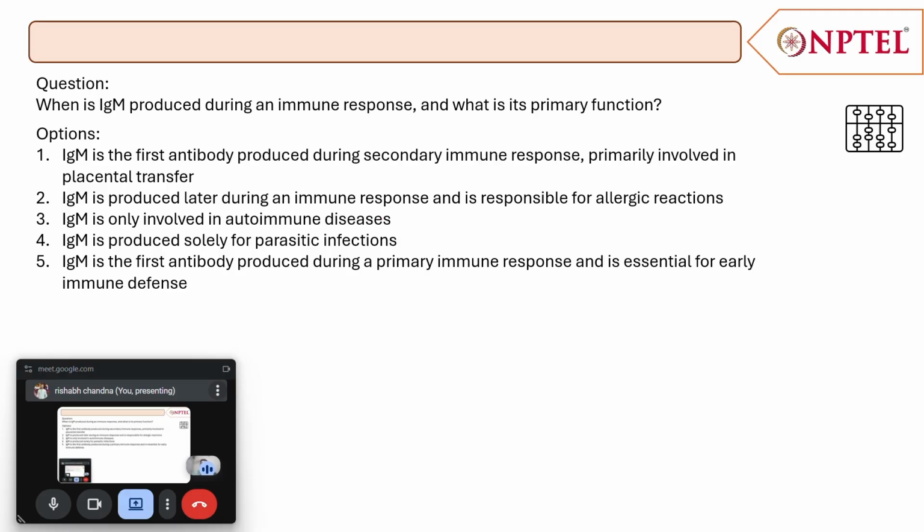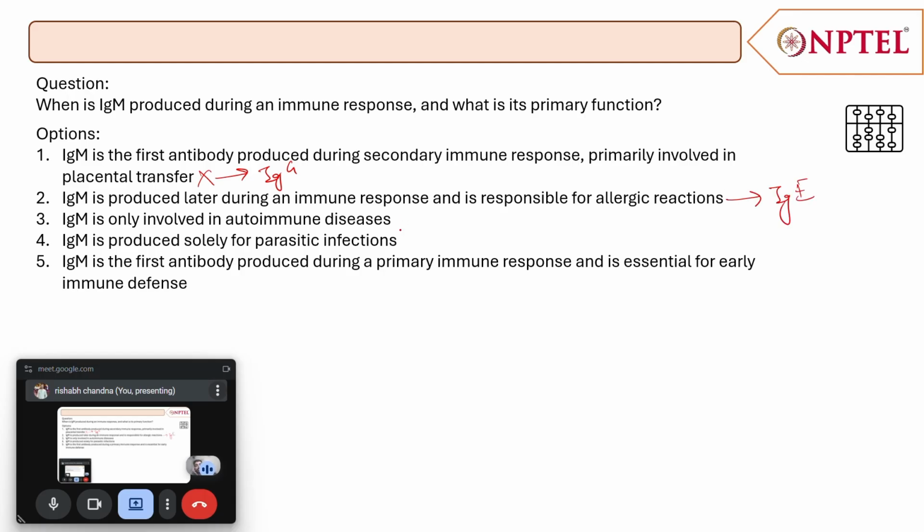When is IgM produced during an immune response and what is its primary function? So the options are: IgM is the first antibody produced during secondary immune response, primarily involved in placental transfer. No, this is the function of the IgG. IgM is produced later during an immune response and is responsible for allergic reaction. No, this is for IgE.